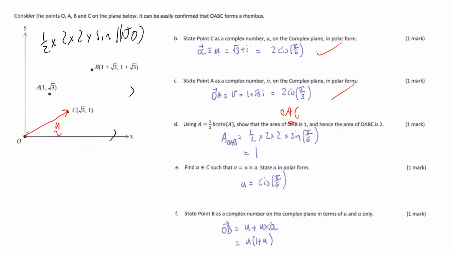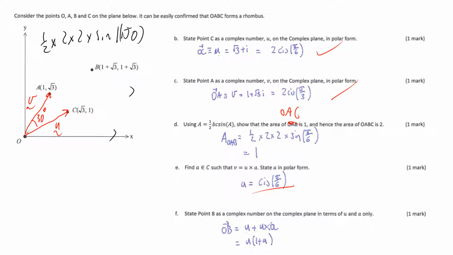Okay, and because OC is the same distance, here's our V. Because U and V have the same magnitude and the angle between them is equal to 30 degrees or pi on 6, then clearly if I just take U and multiply it by a complex number of magnitude 1, but with an argument of pi on 6, I'll be easily able to rotate U onto V. So that was the intention of that question.